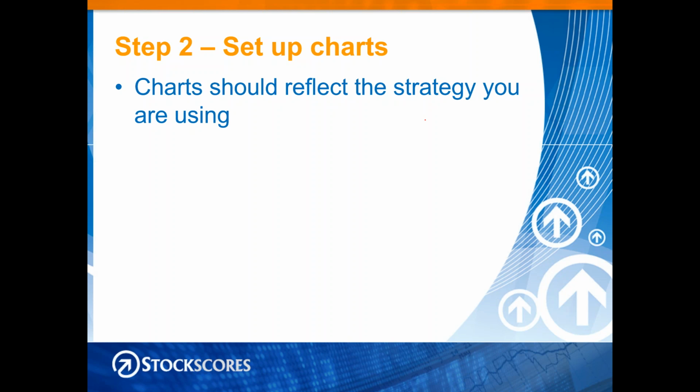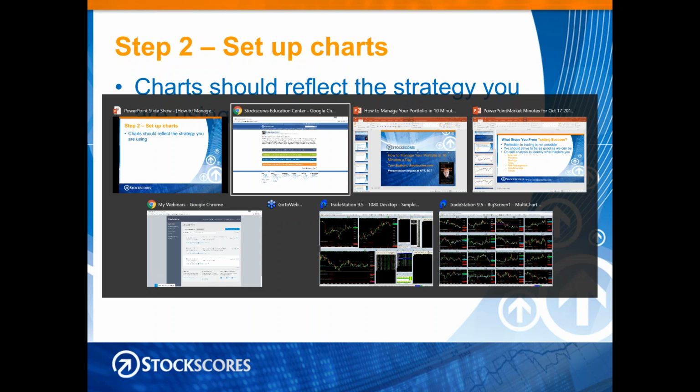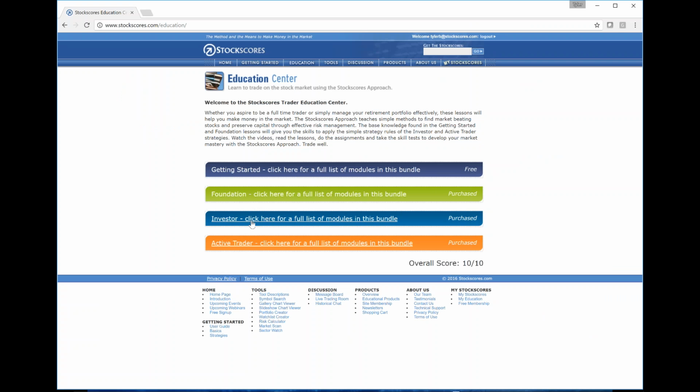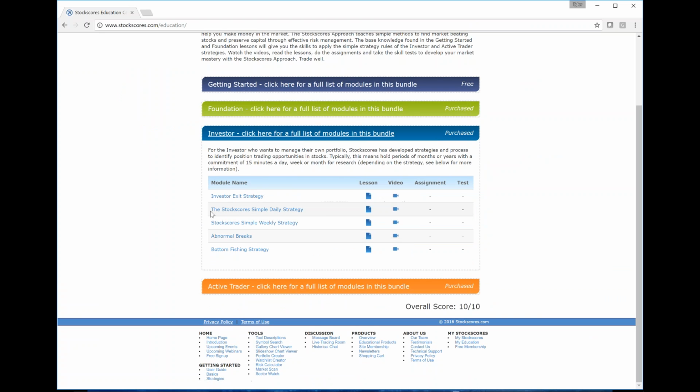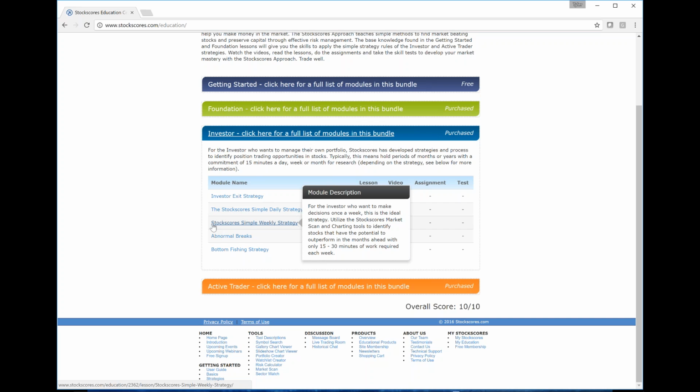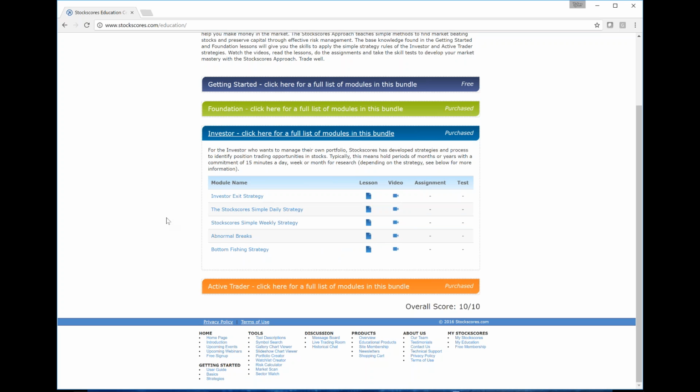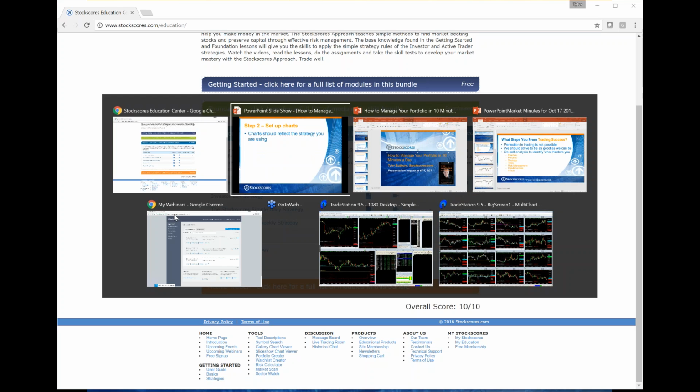How do you set up the charts? Well, that answer depends upon the type of strategy you are using. So if we go back to the investor area in the education section, you'll notice here I've got the Stock Score Simple Daily and the Stock Score Simple Weekly. If I was applying the weekly strategy, then I need my chart to reflect a weekly chart time frame. If I'm doing the daily, I want it to reflect a daily chart.